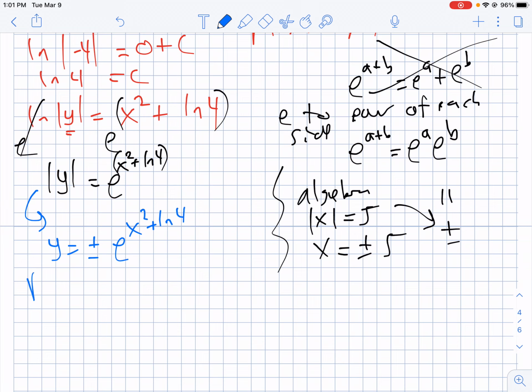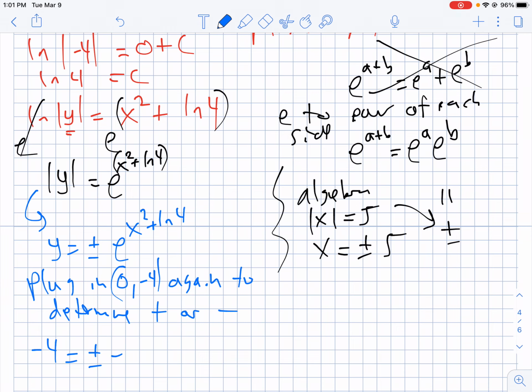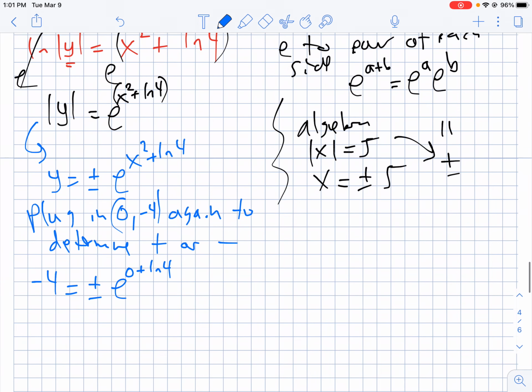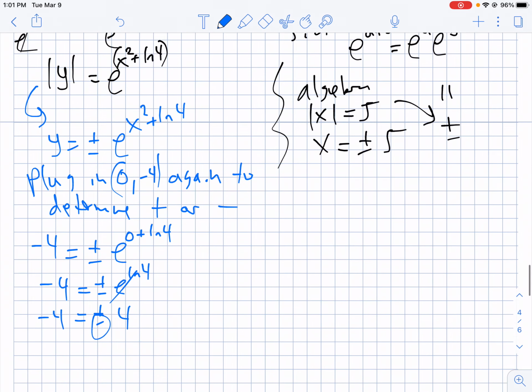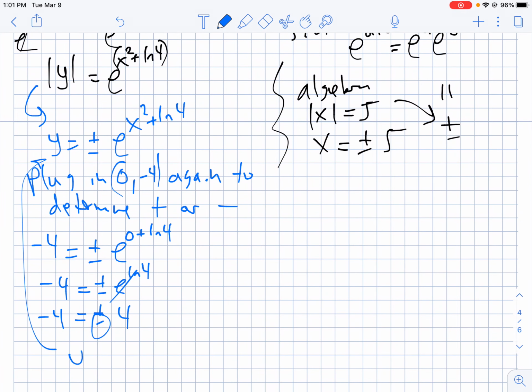And we're going to do the same thing we did with the square roots. Again, we're going to plug in (0, -4), and that's going to help us determine whether it is a plus or whether it is a minus. So let's do that. Just plug it in again, so -4 equals plus or minus e to the 0 plus ln of 4. So does -4 equal positive or negative e to the ln of 4? Well, that's just 4. So does -4 equal positive 4 or -4? Well, obviously it's the negative. So it's very important that you get that absolute value giving you a plus or minus there. So if we know it's the negative, let's go back here. So we'll write that as y equals -e to the x squared plus ln of 4.